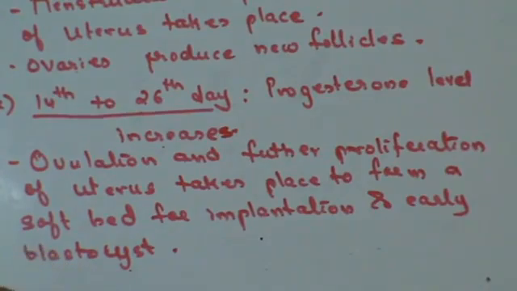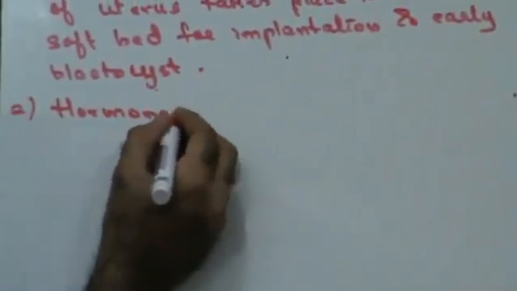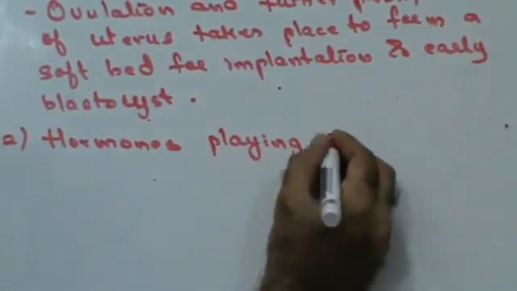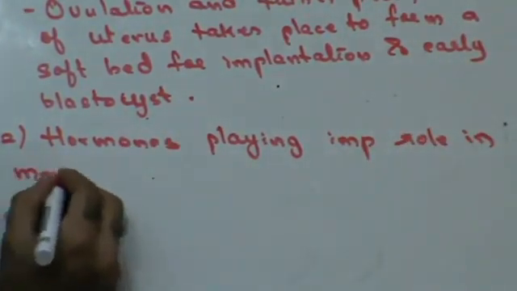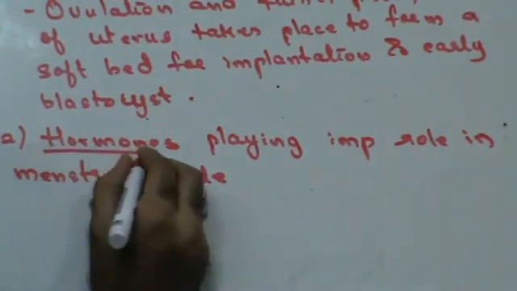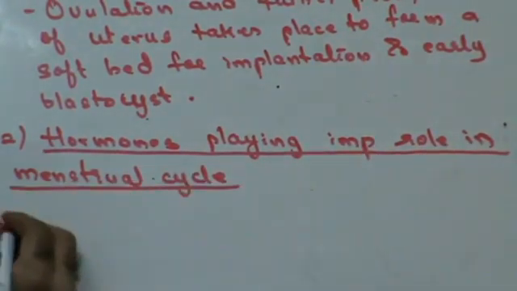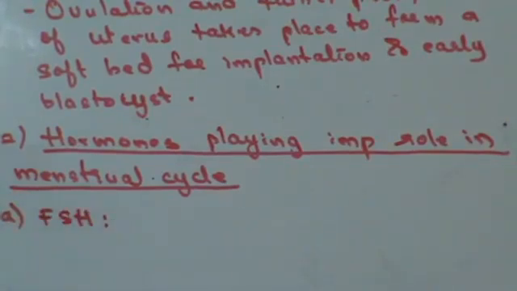Next, let's see what are the hormones playing an important role in the menstrual cycle. The first hormone that you have is FSH. That's your follicle stimulating hormone.